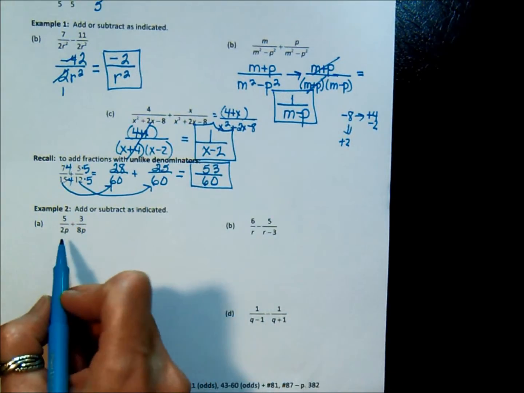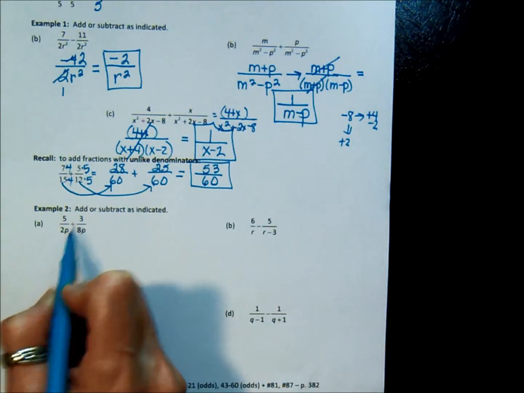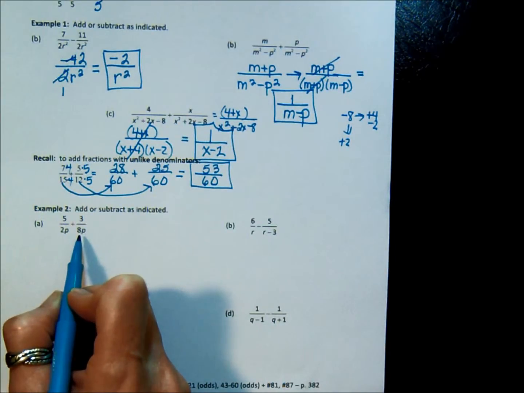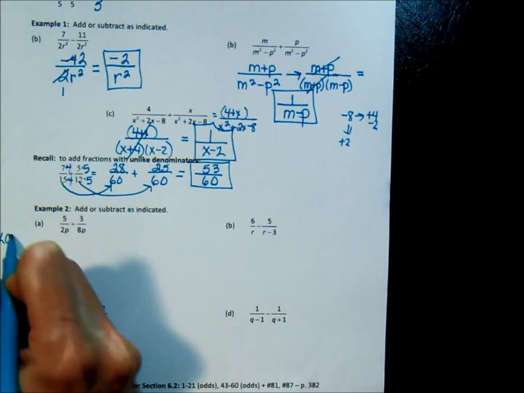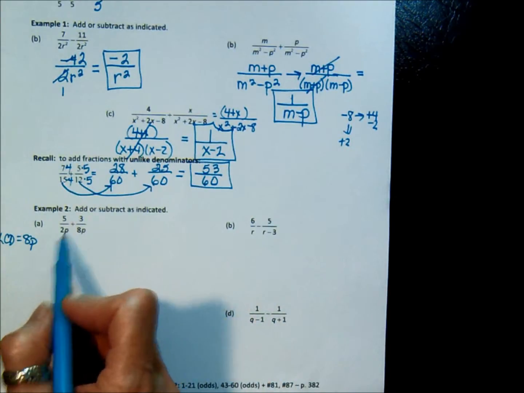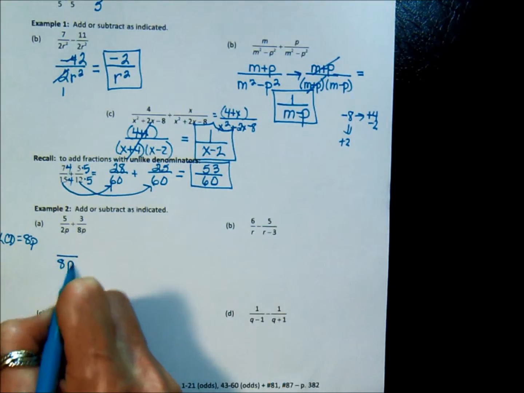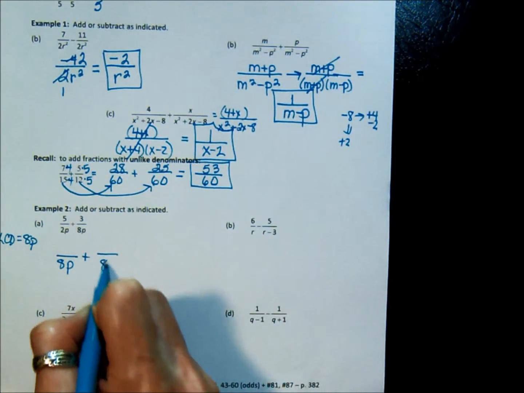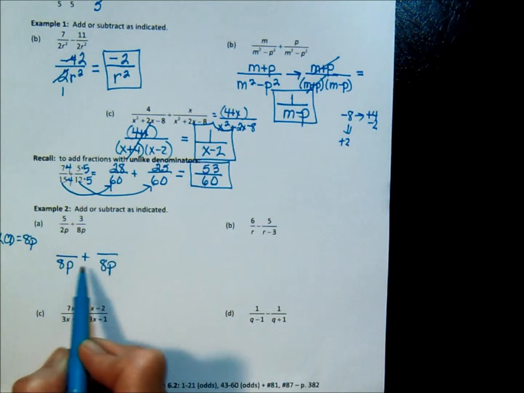So let's take a look. I'm adding 5 over 2p plus 3 over 8p. Obviously, they're not like, but the LCD here is going to be 8p. It's what they both go into. So I'm going to write this as over 8p, over 8p. So notice what I'm doing. I'm writing my new fractions showing the common denominator.